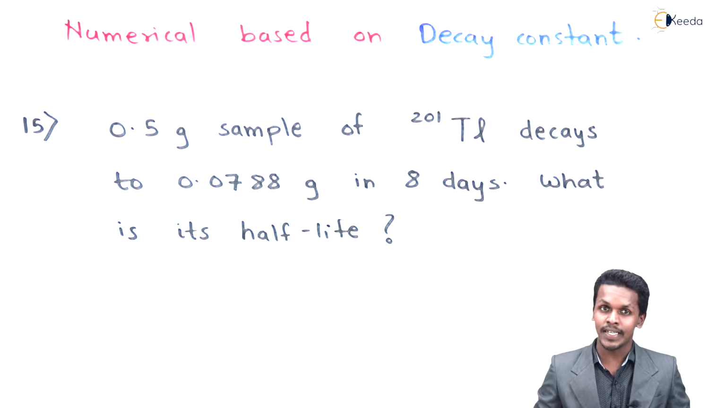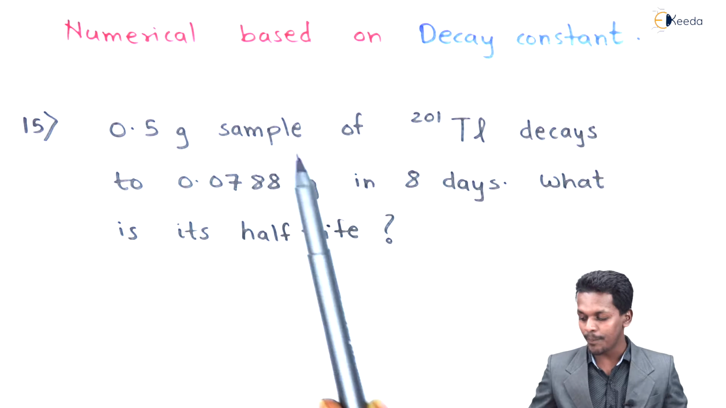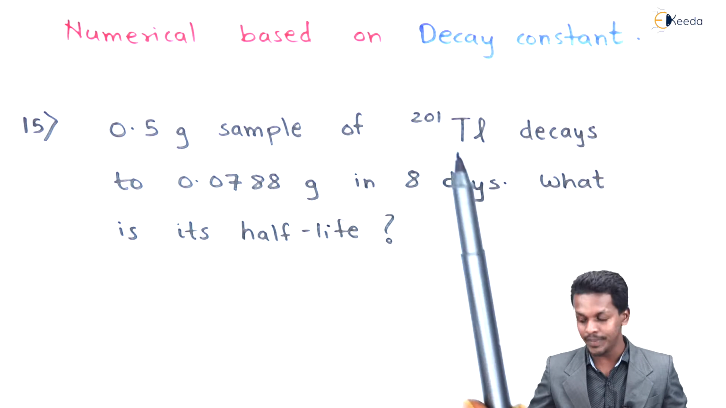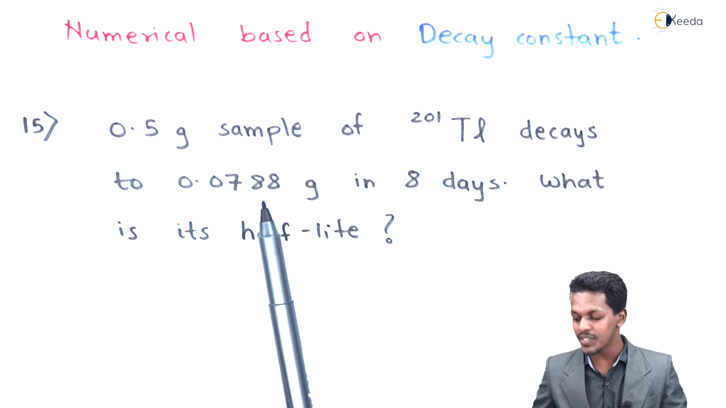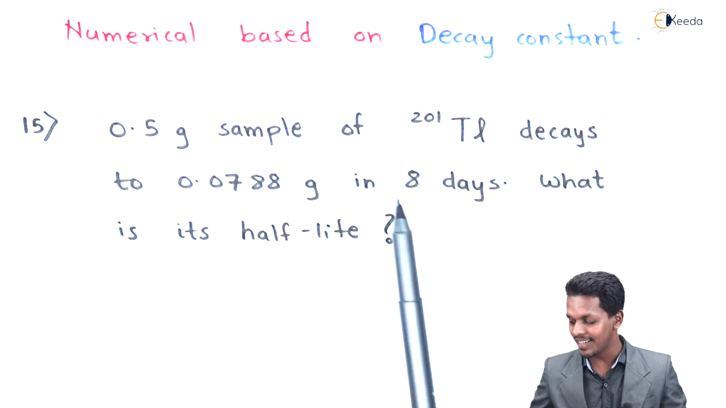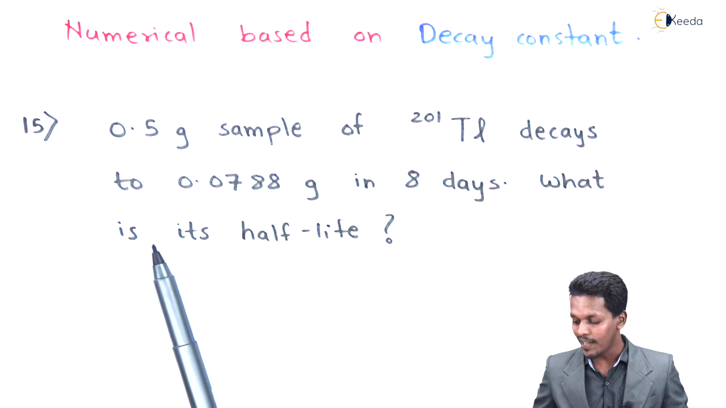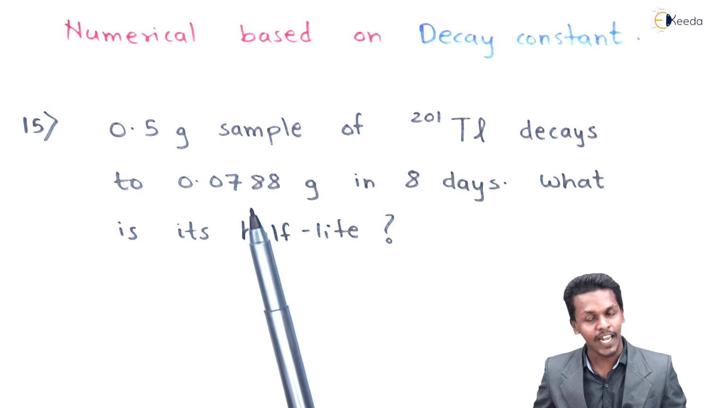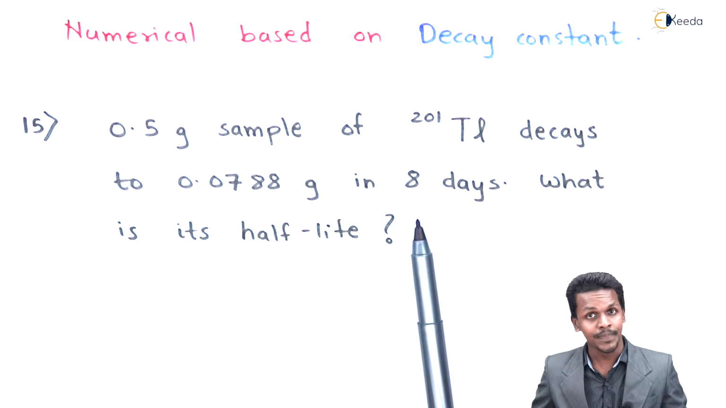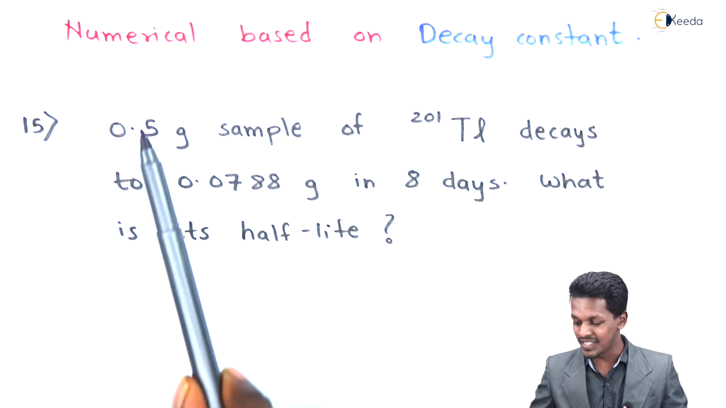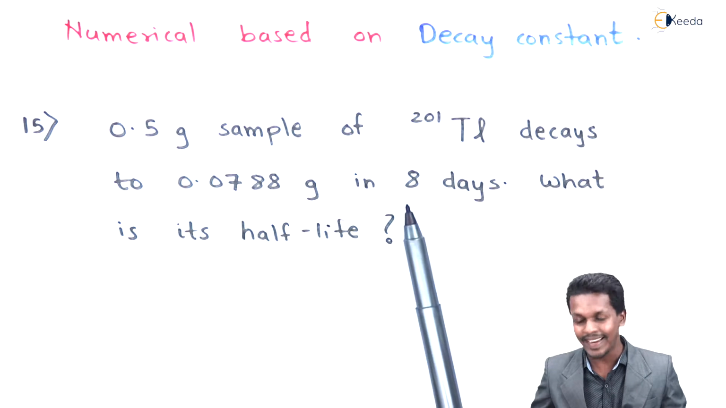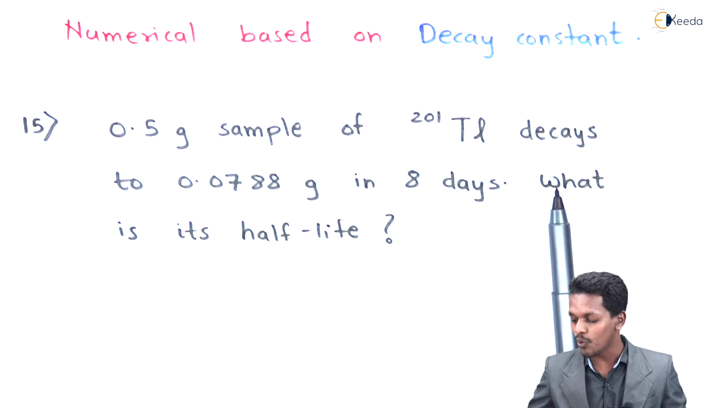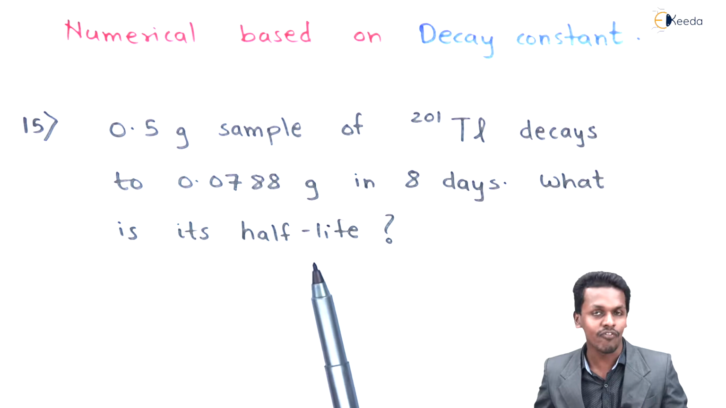So friends, the given question here is: a 0.5 gram sample of thallium 201 decays to 0.0788 gram in 8 days. So what is its half-life? Here we have to understand this question very clearly. Basically there are two data already given, that is the value of n0 and the value of n. As well, the time in which this change occurs is also given, and it is 8 days. Based on all this data, we have to calculate the half-life.